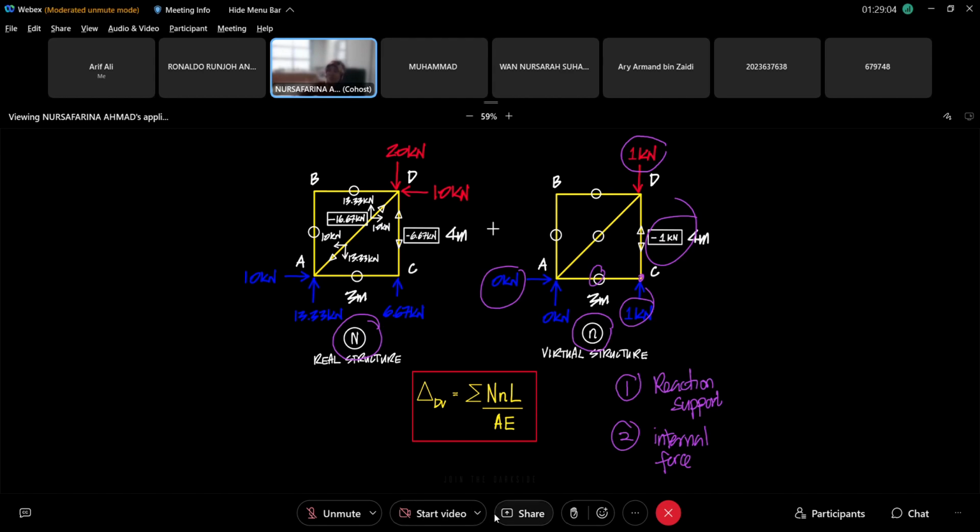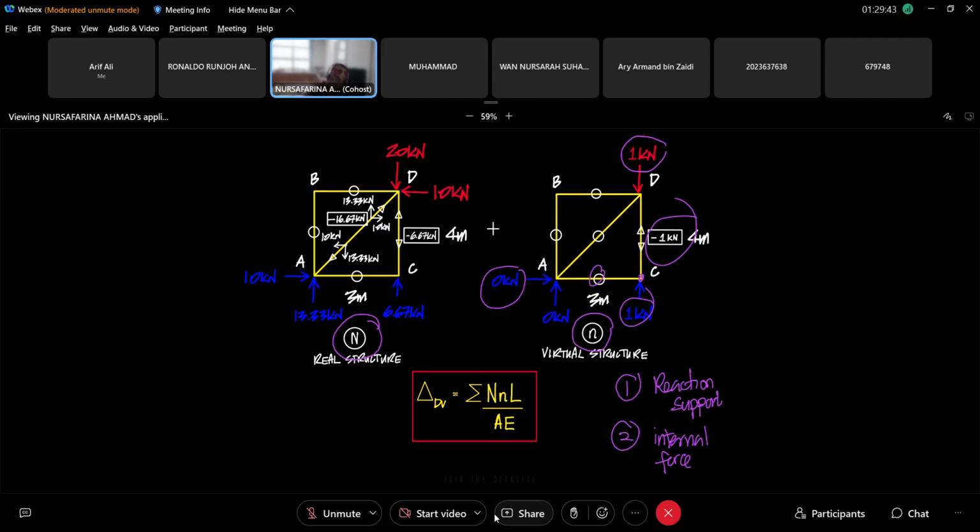Is it vertical or horizontal or rotation? So that's three. But it depends, because I said or, not and. You must understand that in the virtual structure, it can be vertical or horizontal or rotation. Rotation is 1 kilonewton meter, vertical and horizontal is 1 kilonewton. So if they ask you to find all, you have 3 virtual structures, so you have N1, N2, N3. You cannot mix them.